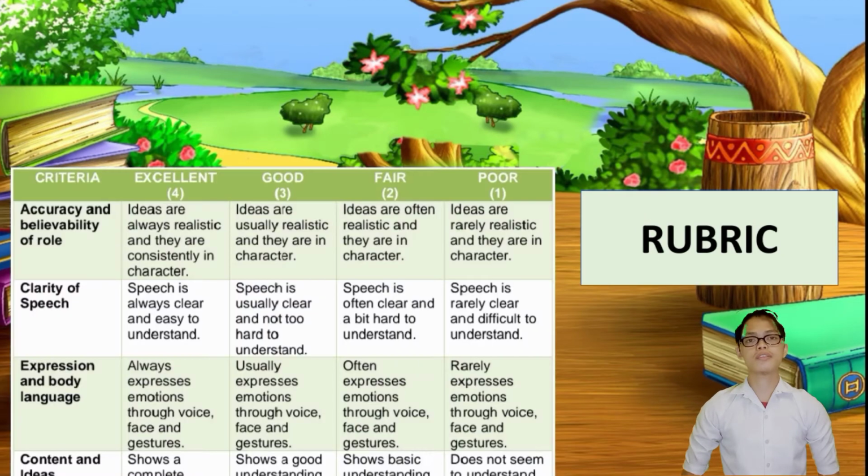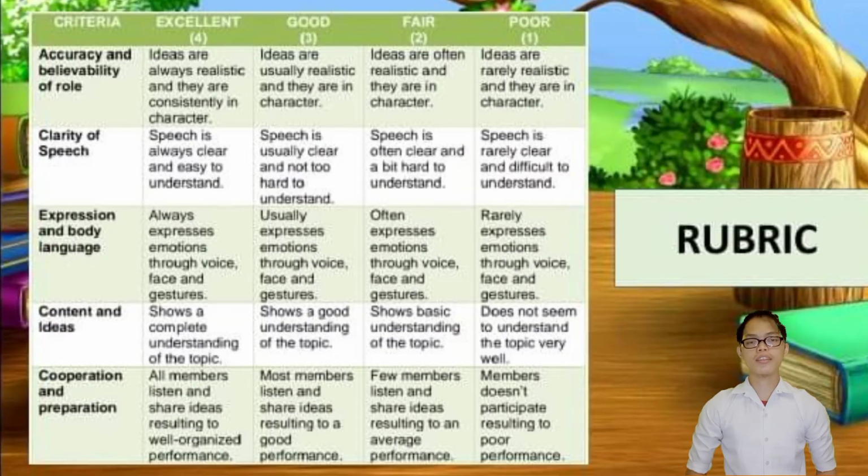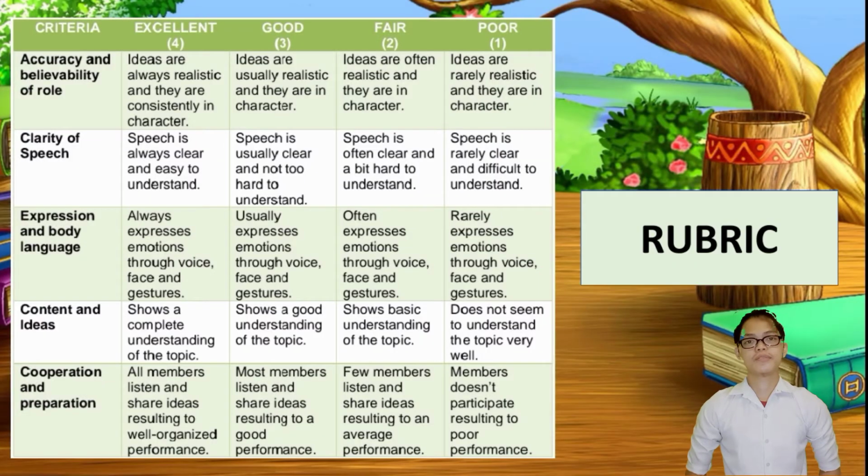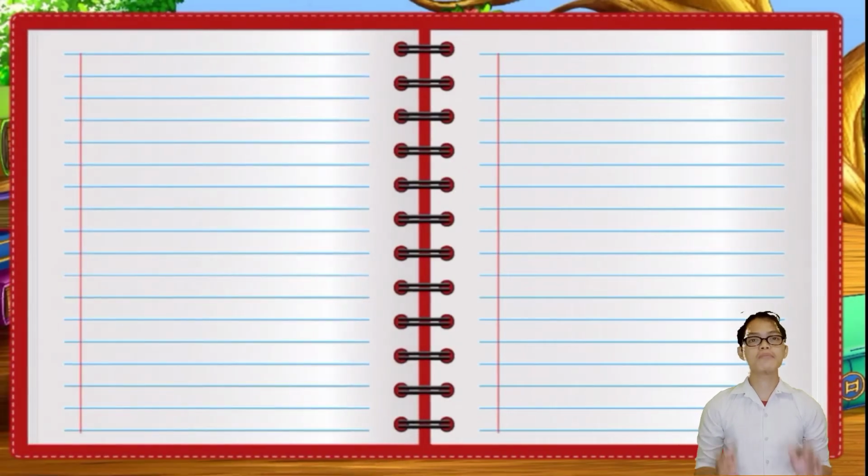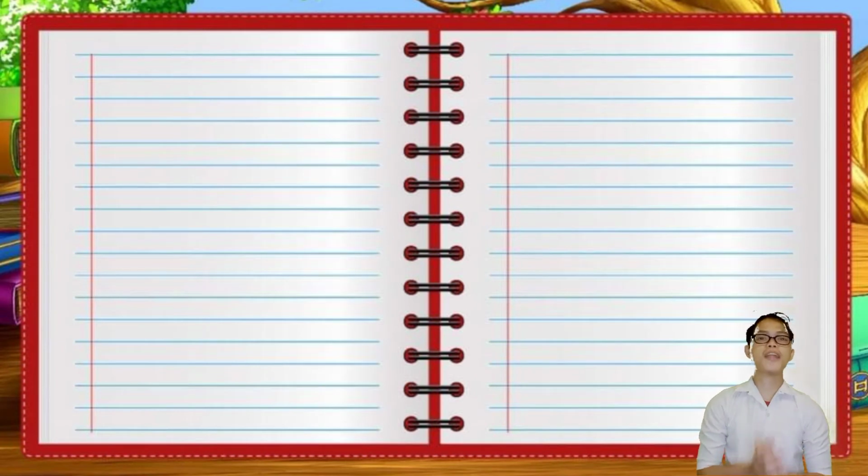So here's the rubrics. Your score will be based on accuracy and believability of the role, clarity of speech, expression and body language, content and ideas, and of course, cooperation and preparation. Good luck, class! Time's up! Now, present your play. Very good. Very good presentation, class. You're all excellent. Give a round of applause.